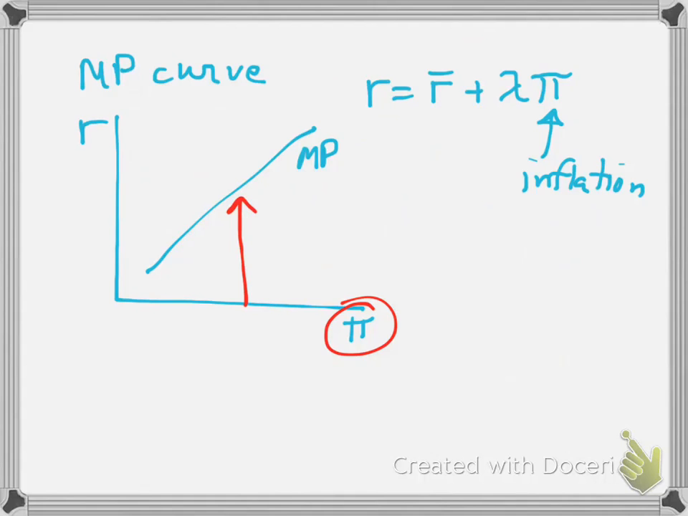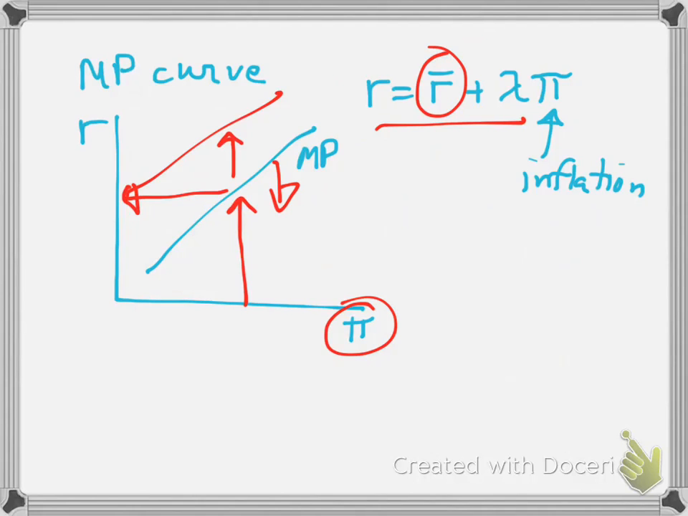So at any inflation rate, the central bank, through its Taylor rule, through its monetary policy curve, determines an interest rate. And this is the simple equation that we'll be using. R bar is a choice variable for the monetary policy authority that we'll think of as determining whether monetary policy is loose or tight. So the higher is R bar, the higher is the MP curve, and the lower is R bar, the lower is the MP curve.